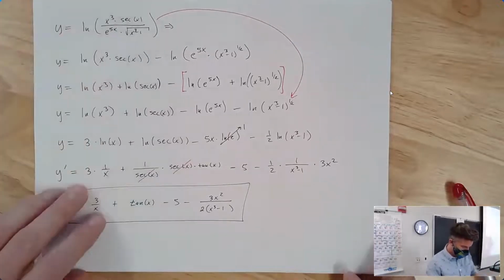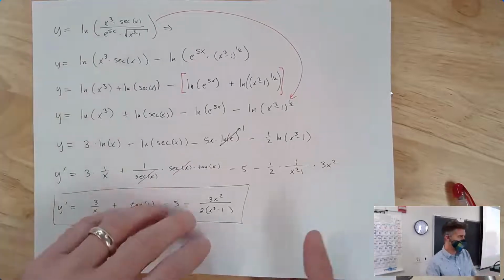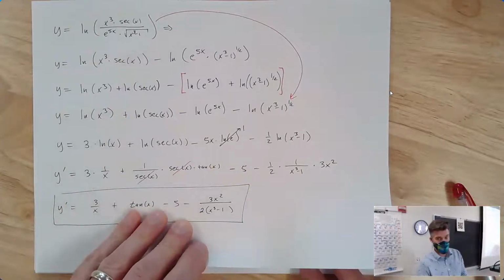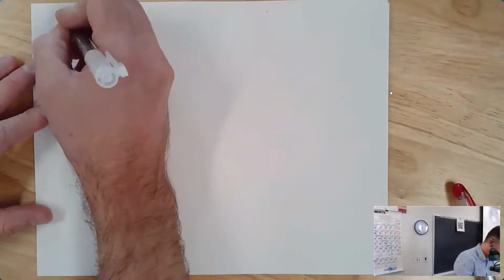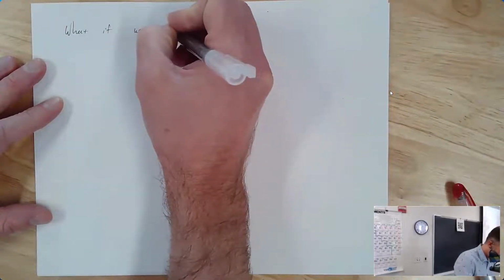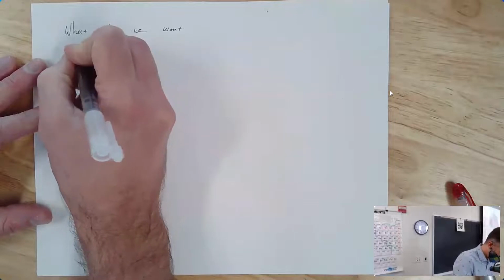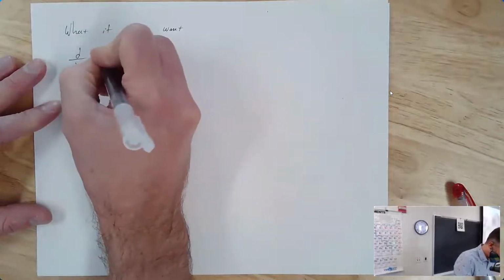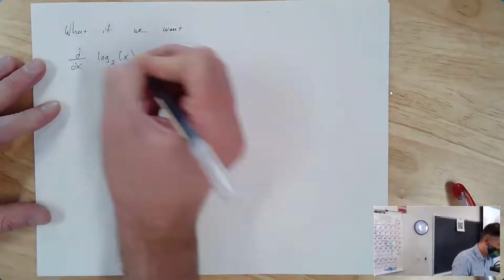So that's kind of the deal with logarithms. With natural logarithms, the derivative is 1 over the stuff times the derivative of the stuff. But what if our base is different? What if we want, say, to find the derivative of log base 2 of x?